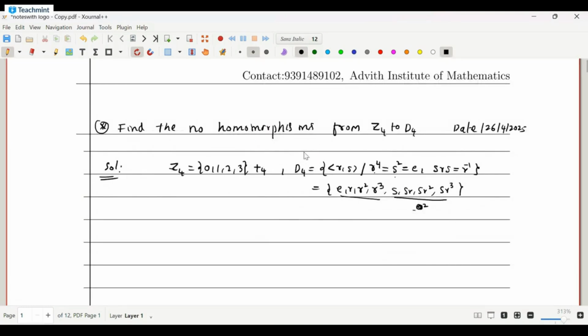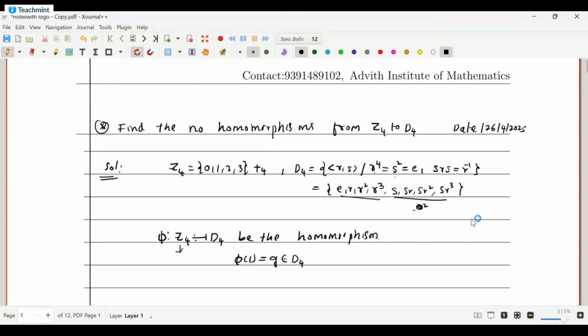So now we need to find the number of homomorphisms from Z4 to D4. So let us assume that pi be any homomorphism from Z4 to D4. But we know that Z4 is a cyclic group which is generated by 1, kada. So therefore let us assume that pi of 1 equals some G, where G belongs to D4.